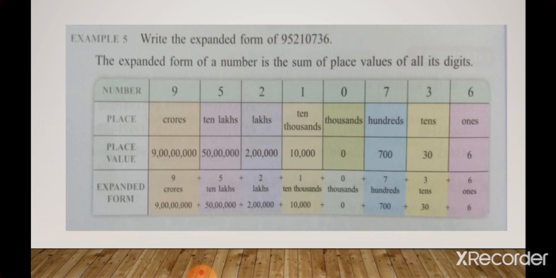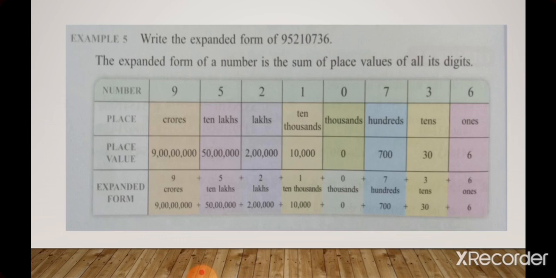Then it becomes 10,000. In lakhs place we have 2. After writing the digit 2, you should write the 5 zeros. Then it becomes 2 lakh. After writing the 5, you should write the 6 zeros. Then it becomes 50 lakh. After writing the number 9, you should write the 7 zeros. Then it becomes 9 crores.